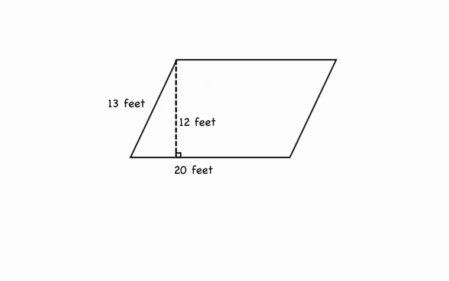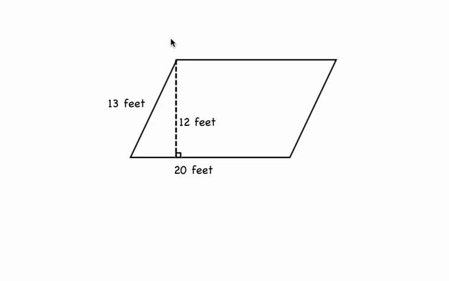Let's do a parallelogram. We will use the same method to determine the perimeter and the area of this parallelogram as we did the rectangle. Since this is a parallelogram and this side here is parallel to the other side, the top is also 20 feet and this side is 13. So if we take 2 times 20, which is 40, and 2 times 13, which is 26, we will get 66 feet. The perimeter of our parallelogram is 66 feet.